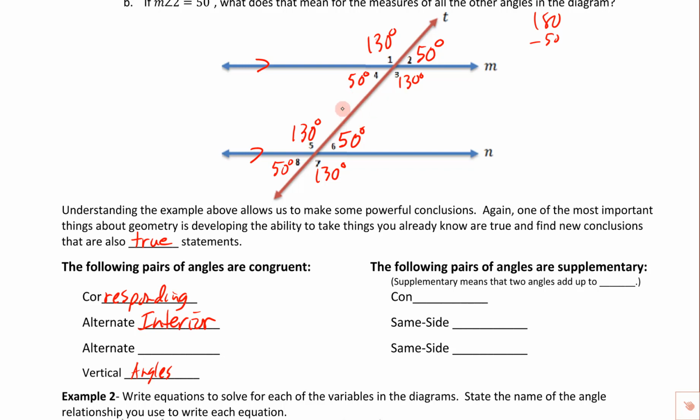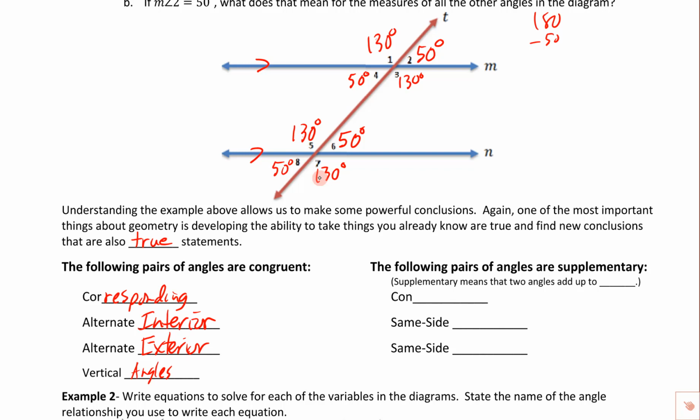And take a look on the outside. So if we're looking at the exterior ones, that one's 50. That one's also 50. These are alternate exterior. They're on the outside and they're on the opposite side of the transversal. So alternate exterior angles are also congruent. So 130 here for angle 1 and 130 here for angle 7.